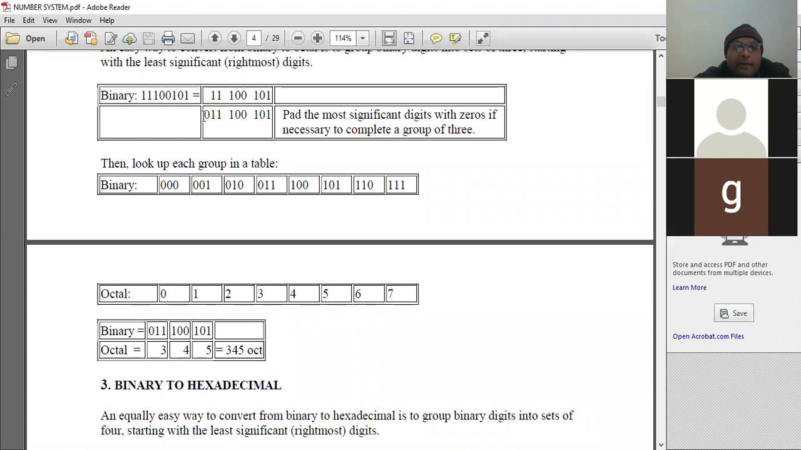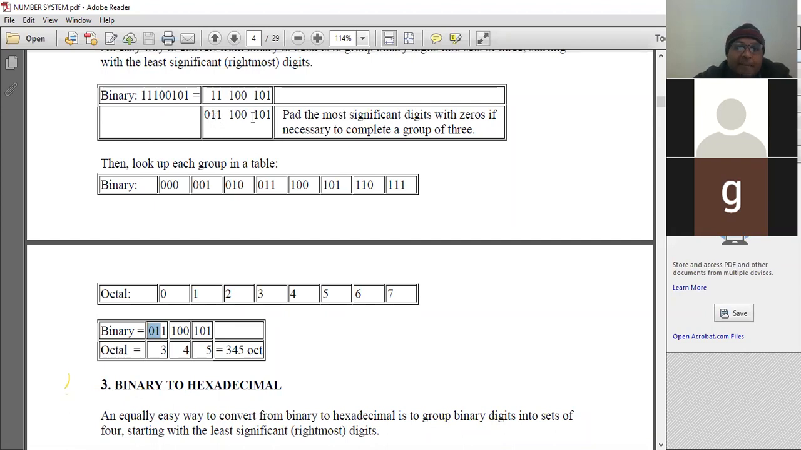I have written here 011. We converted this binary number into groups of three: 101, 100, and the last remaining 11. So I have to convert this also into a group of three, so I have written here 011. Any doubt? No, sir.